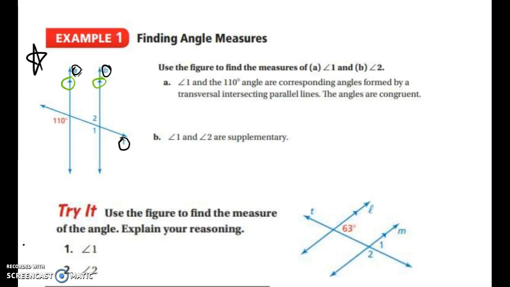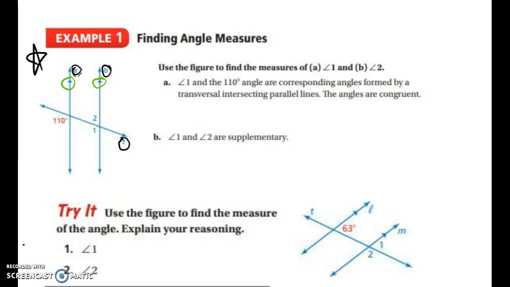The next important part would be these two little arrows. These arrows are really, really important. They mean that the two lines are parallel, so that means that they are equal distance and that they will never cross each other. That's really important because if those symbols weren't on there, we would not be able to find the angle measurements. So let's jump into part A.